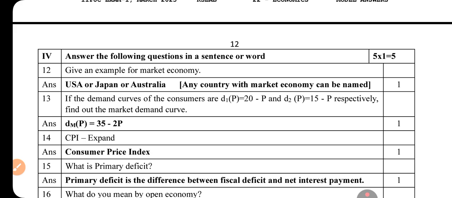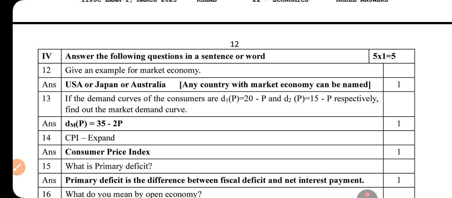Then question number 13. If the demand curves of the consumers are D1(P) = 20 - P and D2(P) = 15 - P respectively, find out the market demand curve. D(P) = 35 - 2P. How is it possible?